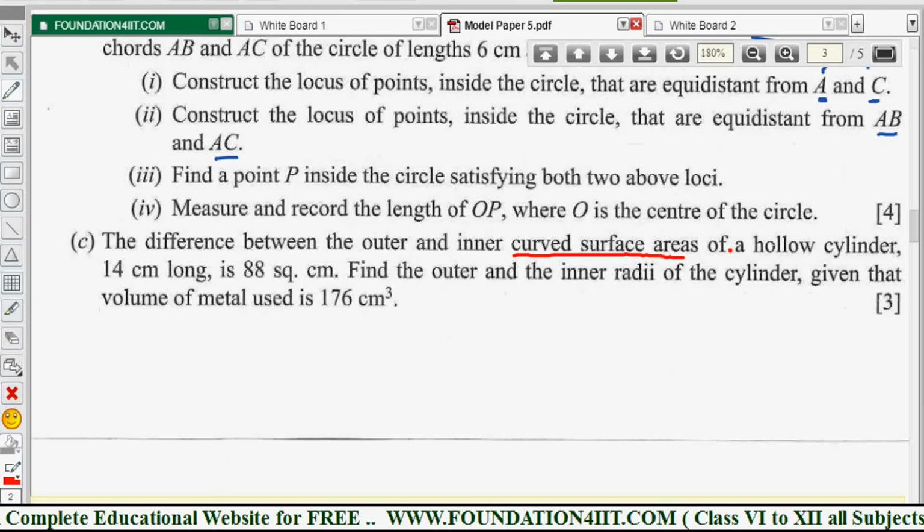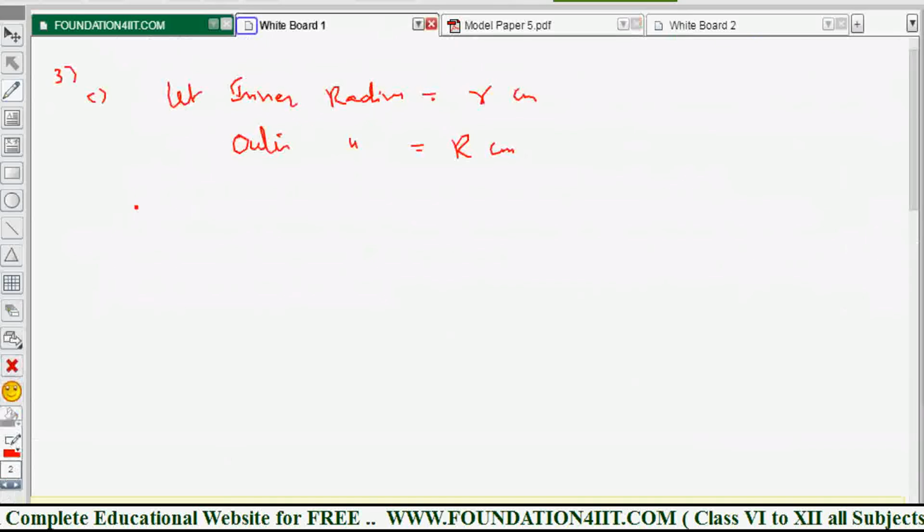So we know that 2 pi R h minus 2 pi r h, 2 pi capital R h minus 2 pi small r h, that is the difference between the CSA of the hollow cylinder. For 14 centimeters long, so h is 14 centimeters and the difference is 88 square centimeters. So as per the question, 2 pi capital R h minus 2 pi small r h is equal to 88.